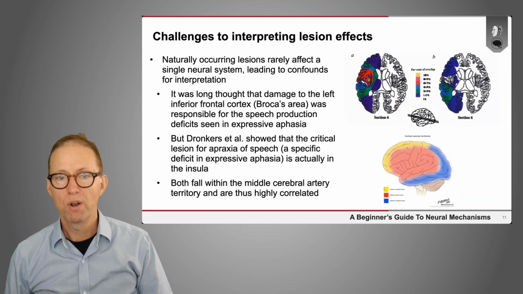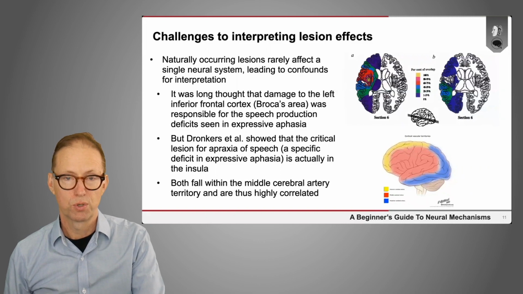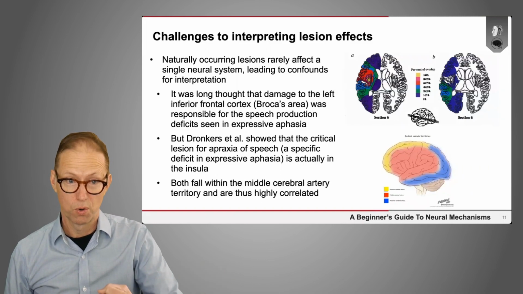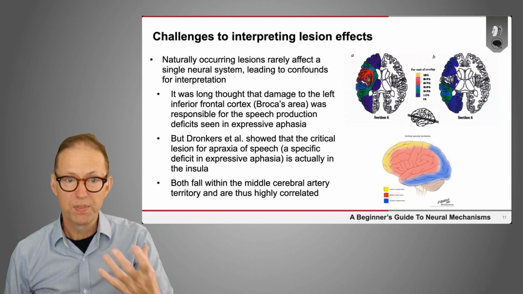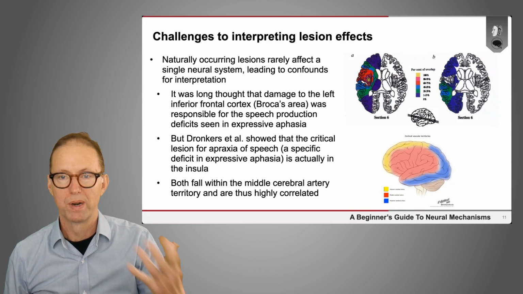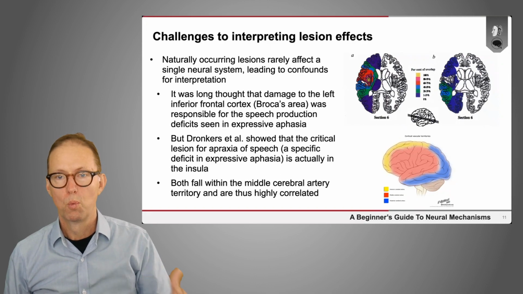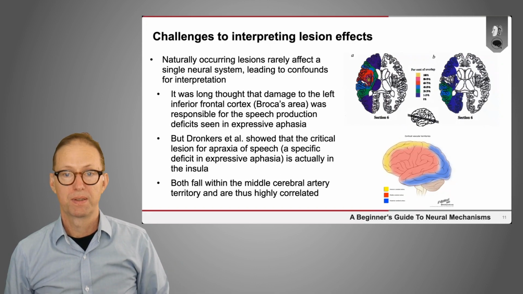But some work by Nina Dronkers and colleagues showed that if you look across patients, the critical lesion, that is the place where you have to have a lesion in order to experience that deficit, is actually in the insular cortex, not in the left inferior frontal cortex. Both of these fall within the same territory of the vasculature, that is the middle cerebral artery, and thus when a person has a stroke, they're likely to be damaged together. And so this led to some confusion about what the actual necessary region is, and that needs to be kept in mind.